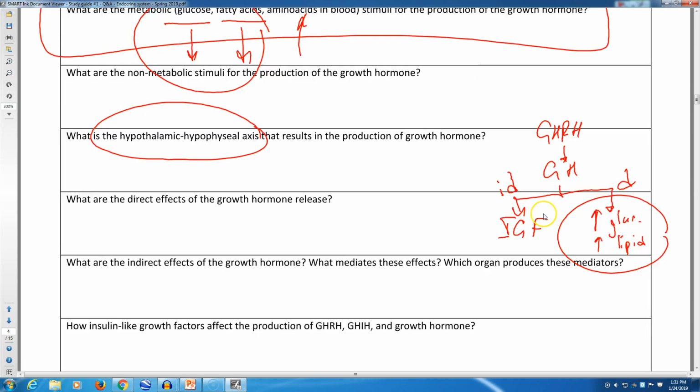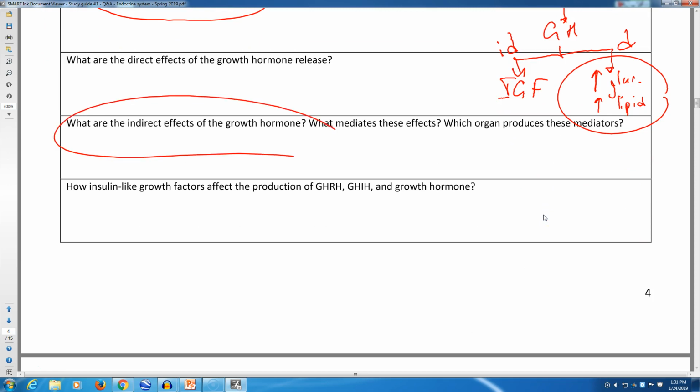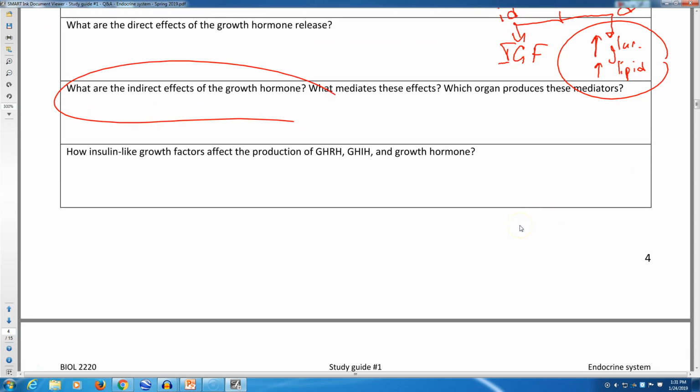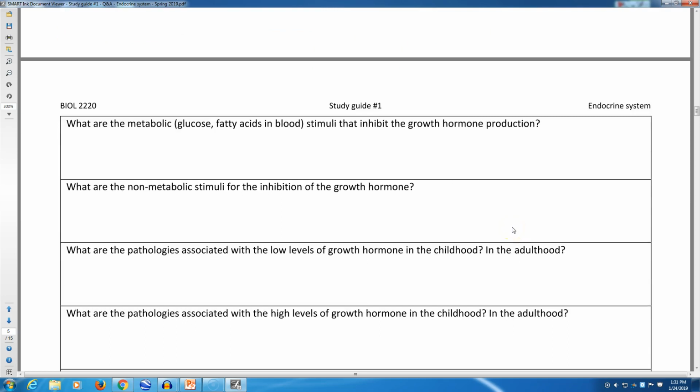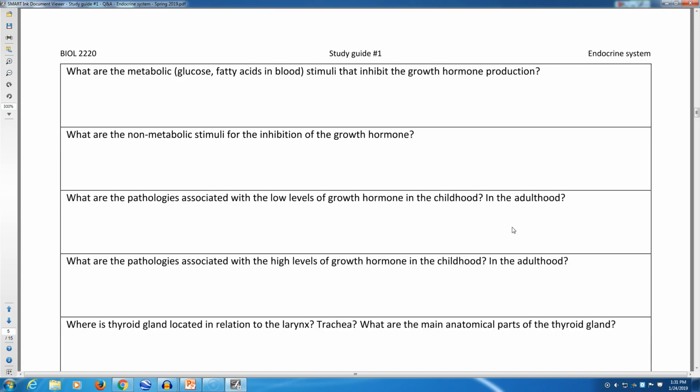So we just talked about indirect effects. Here, I refer to the negative feedback. So remember, the final product will inhibit the original hormones, right? So IGF will inhibit the production of this and this, but will stimulate the release of growth hormone inhibiting hormone from hypothalamus. Any questions so far?